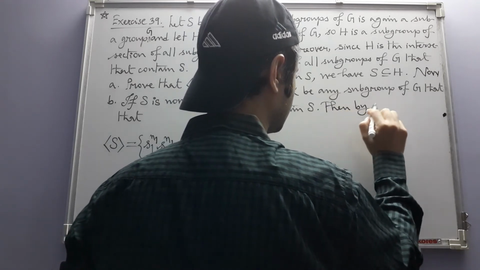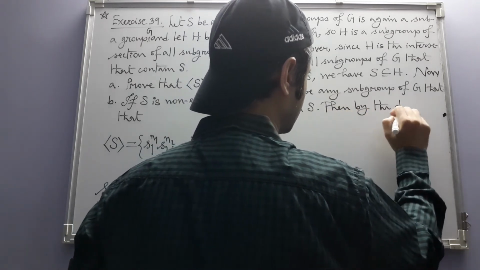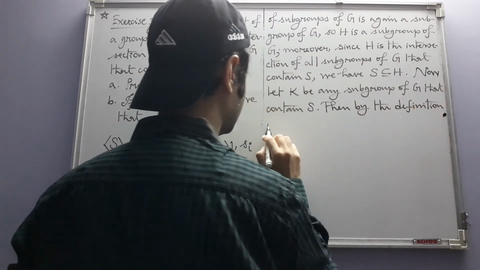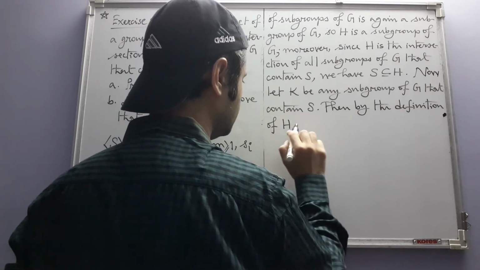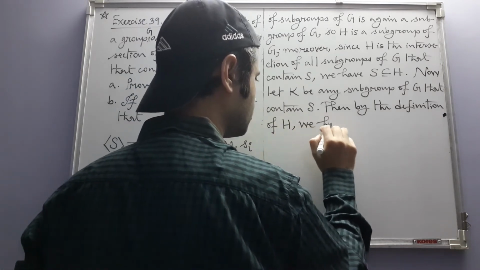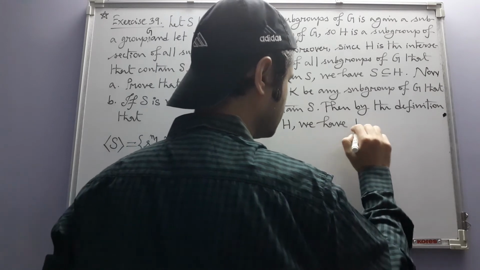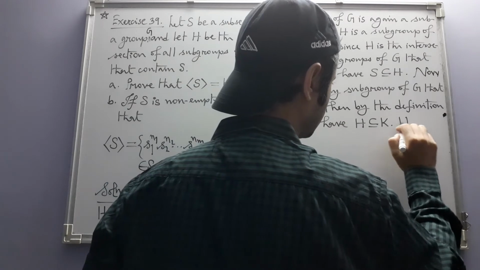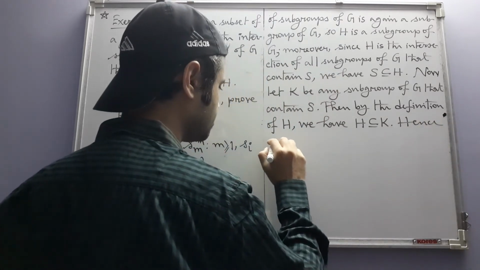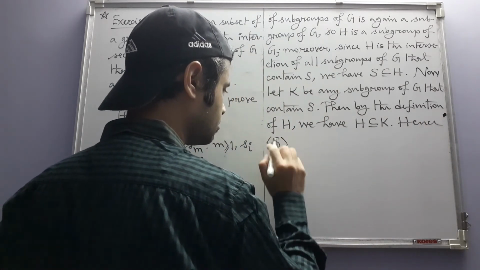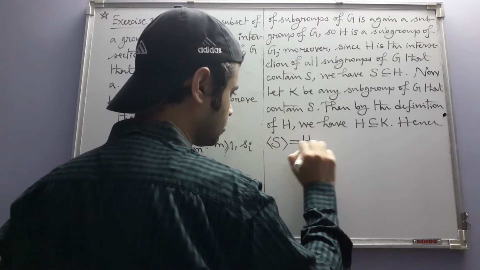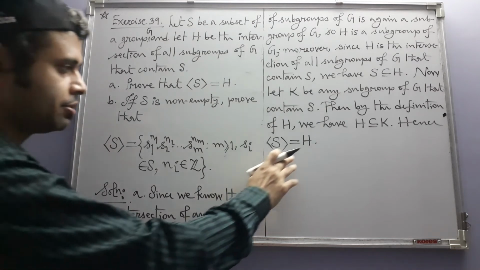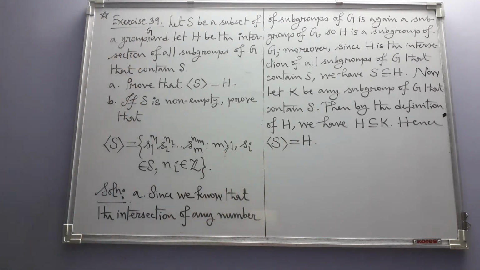Then by the definition of H, we have this. Hence, H is the smallest subgroup of G containing S, and so by definition H is the subgroup generated by S.